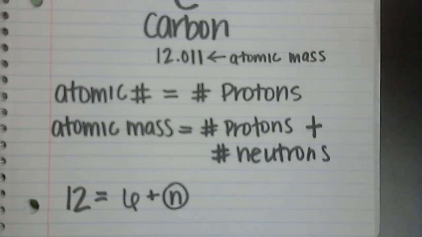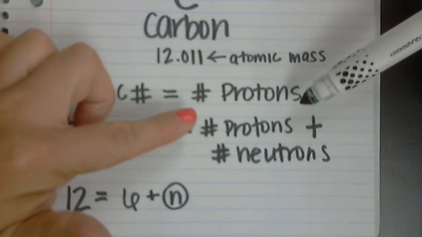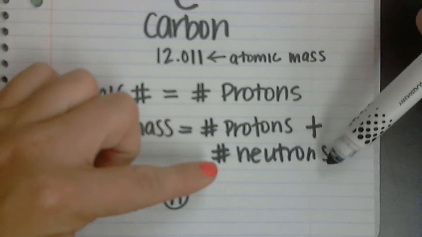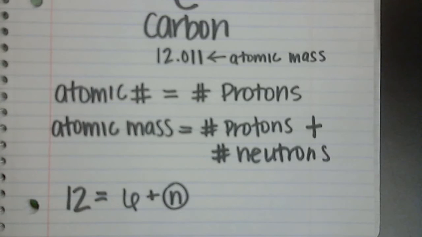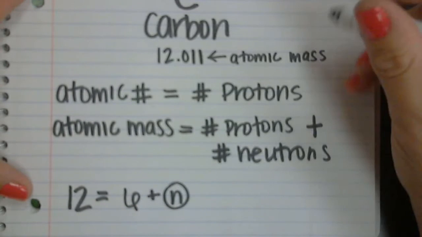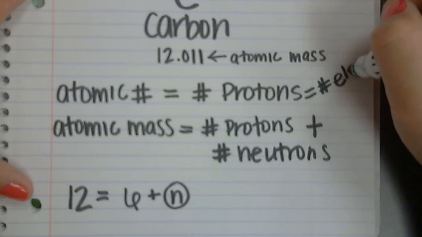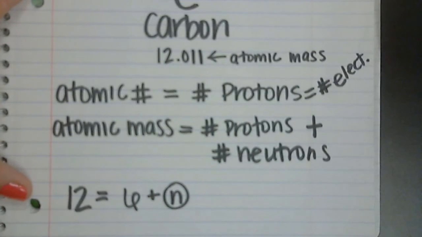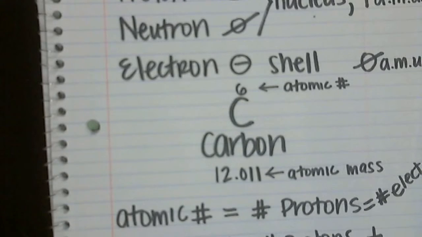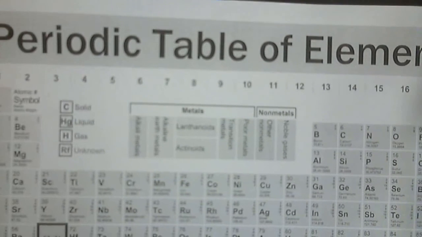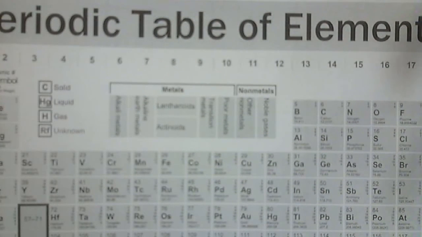For the purposes of our class, you've now learned how to find the number of protons and the number of neutrons. What I'm going to tell you for our class is our number of protons usually is going to equal our number of electrons. Okay? Moving right along. I've also told you that your periodic table, we're going to come back to this, is a tool. So how else can you use the tool?